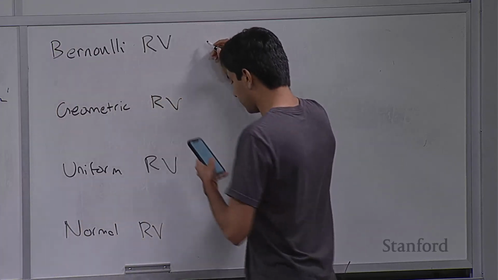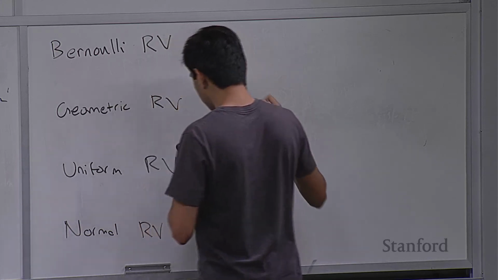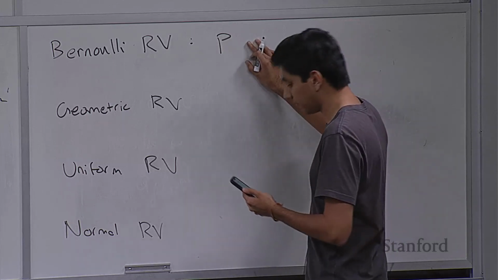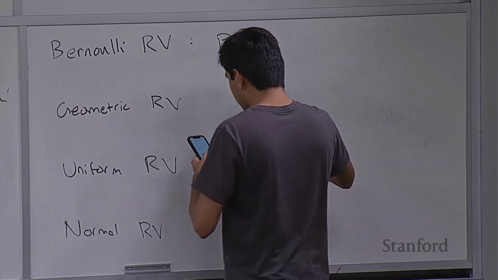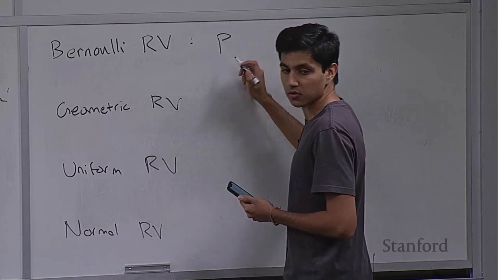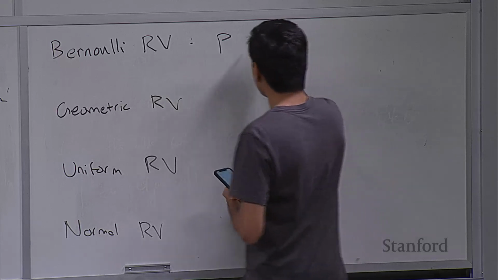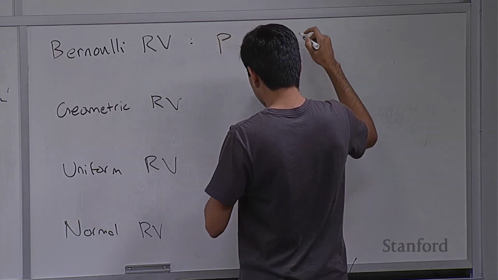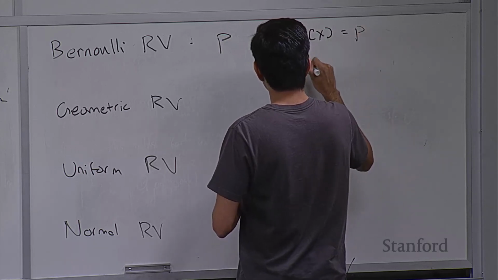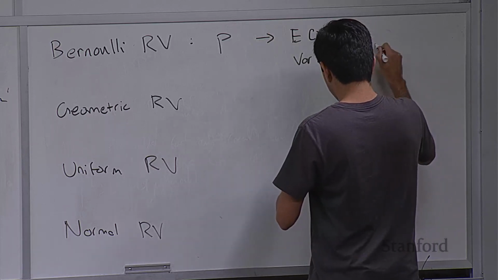Now, a Bernoulli random variable is a random variable with parameter p, and it can be interpreted as a coin flip with probability p. What we're saying here is that the flip lands heads with probability p and tails with probability 1 minus p. So the only parameter for a Bernoulli random variable is p. The expectation of a Bernoulli random variable is E of X equals p, and the variance Var of X is p times 1 minus p.